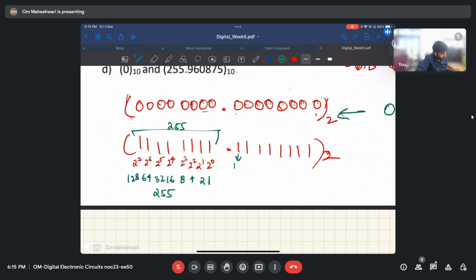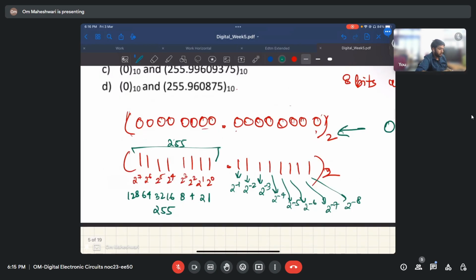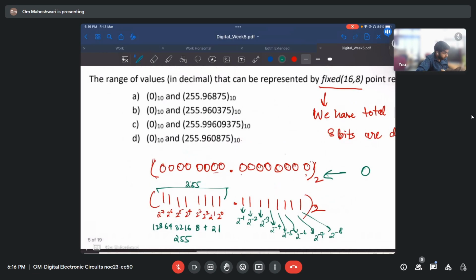Similarly, we have 2 to the power 0, 2 to the power minus 1, 2 to the power minus 2, minus 3, minus 4, minus 5, minus 6, minus 7, minus 8. So if you calculate this, let me just find what is 2 to the power minus 8. Okay, let me calculate it on my calculator.